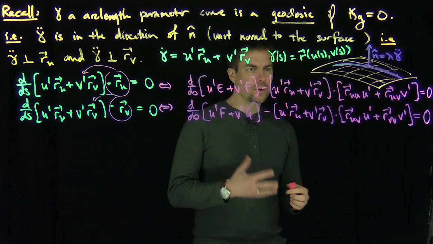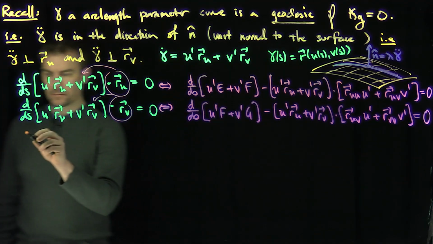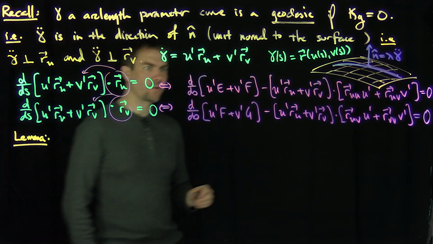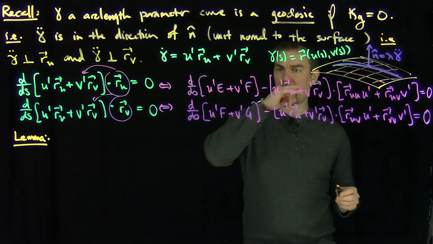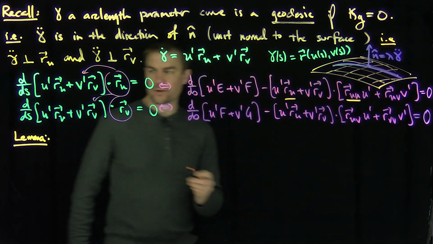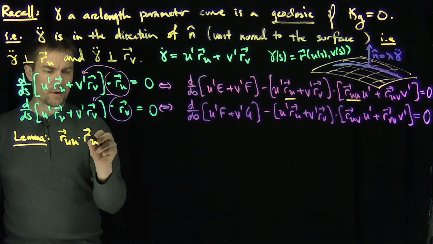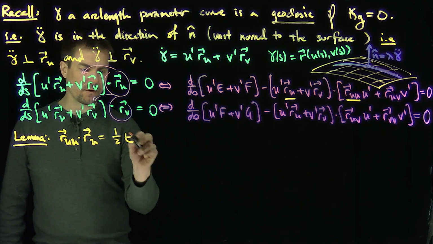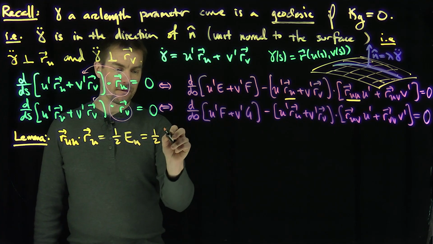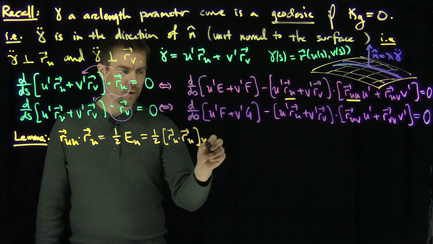So now, of course, we're going to have terms of the following forms. So let's do a lemma, right? So what's my lemma? What terms are we going to have to choose? So this term is perfectly fine, right? We're going to leave that as it is. Now what will RUU dot RU be, right? So RUU dot RU is really 1/2 the derivative of E with respect to U, right? Because what is E? So this would be 1/2, of course, the derivative of RU dot RU with respect to U.